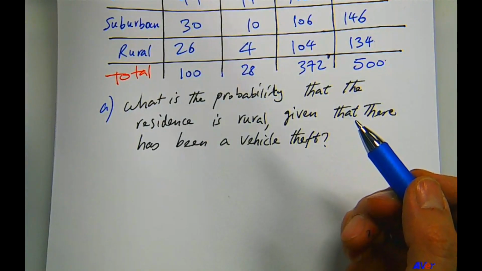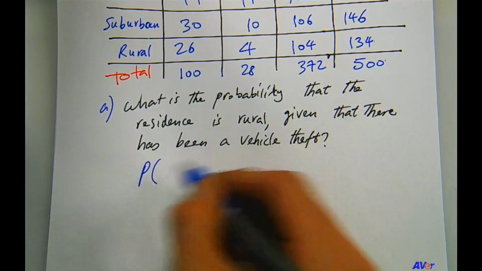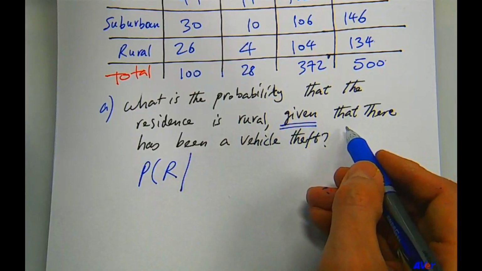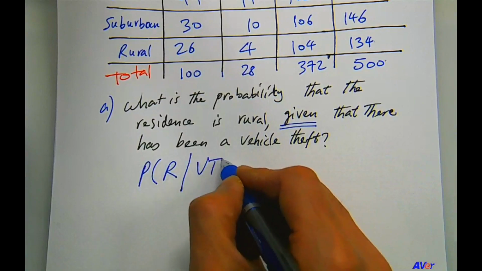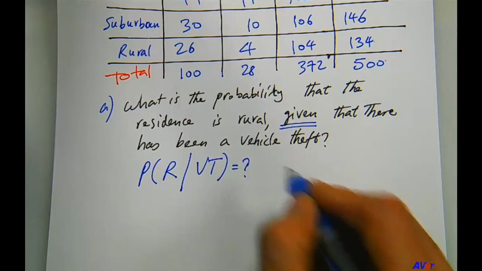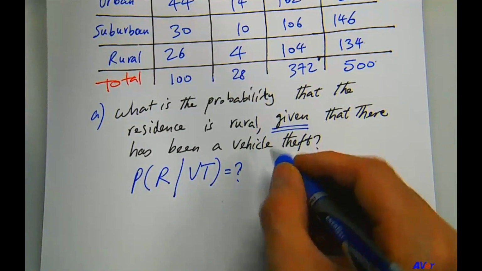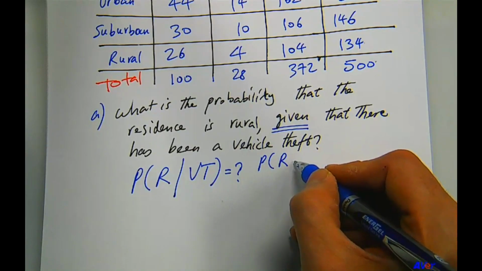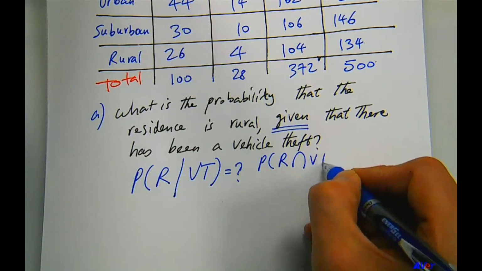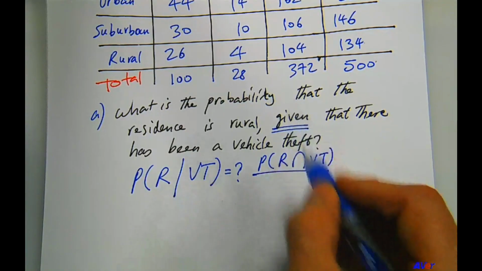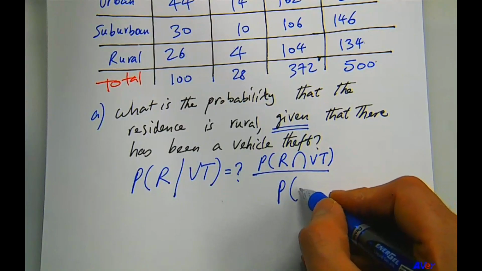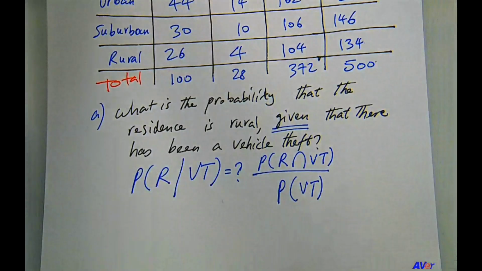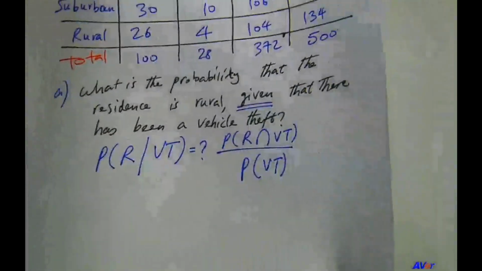You already have an answer for this part, and you're ready to see my solution. So, probability that the residence is rural, given that there has been a vehicle theft. Okay, so that's the question for us to answer. We can complete the conditional probability formula for this by writing the probability that a vehicle theft has occurred in a rural area according to this data, divided by the probability of any vehicle theft according to this 500 data points. Okay, so that's the completed formula.